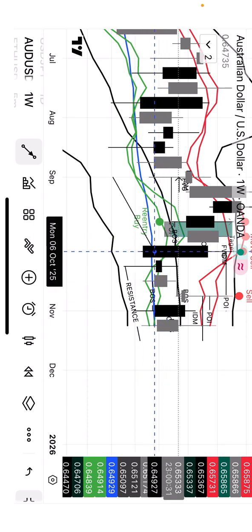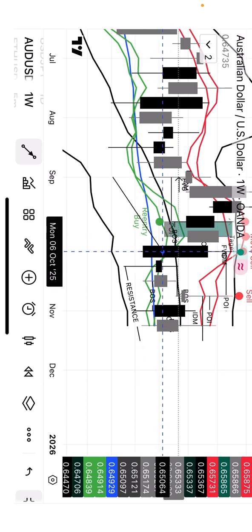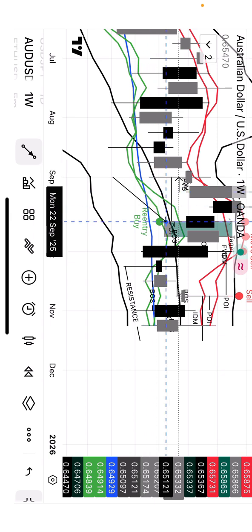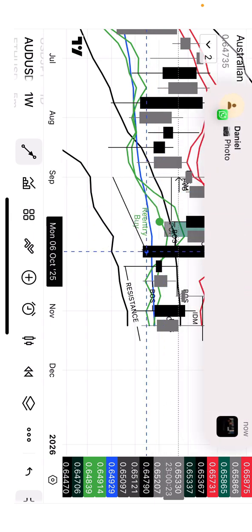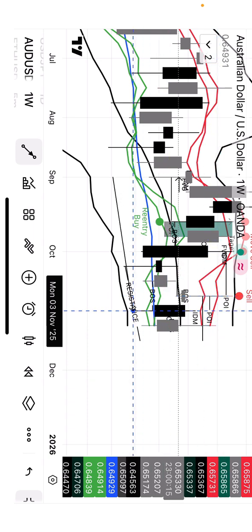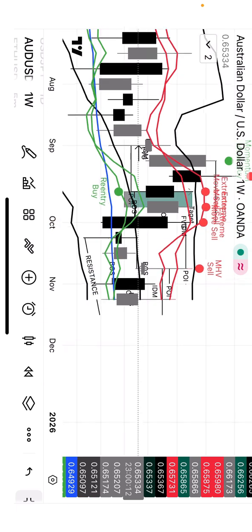This candle here didn't close on the weekly time frame. This candle here didn't close below this middle black line. So I expect price to retrace back to this area, to this red line, then sell again. So that's the thing I expect from price.